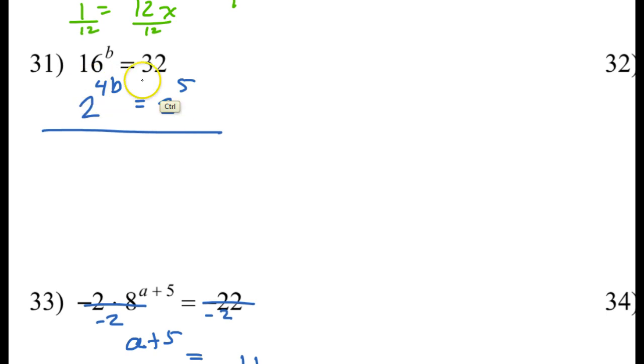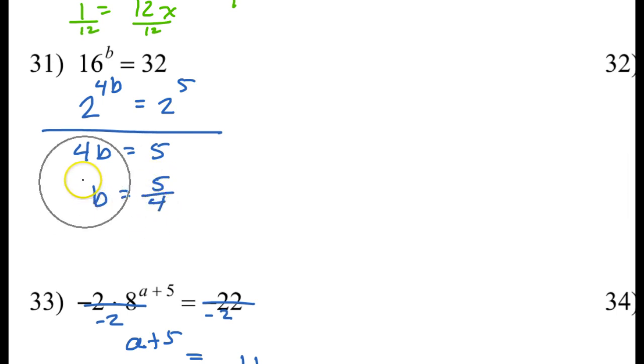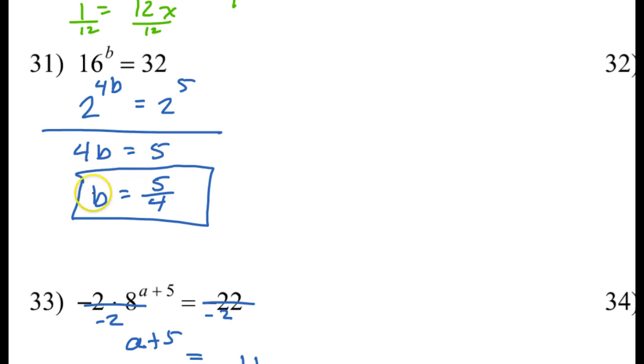Of course, now that means the exponents will be the same. So 4b should equal 5. So b is equal to 5/4. So that will be the final answer for number 31.